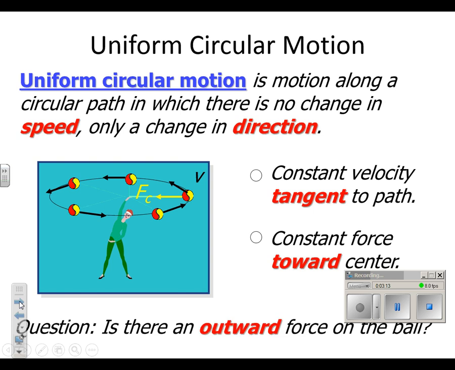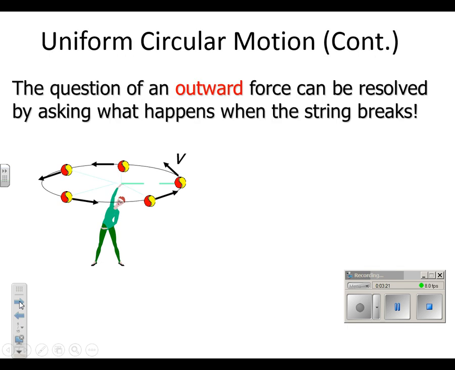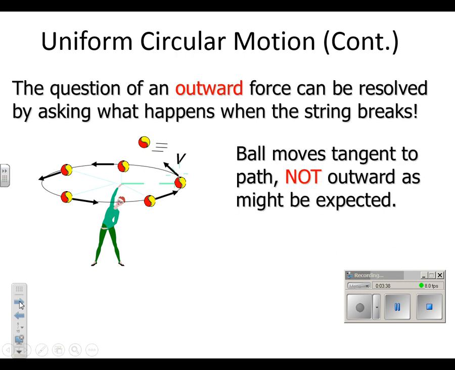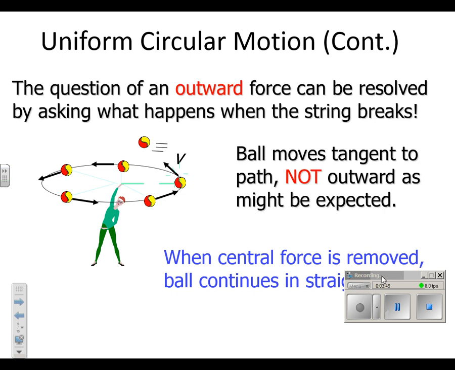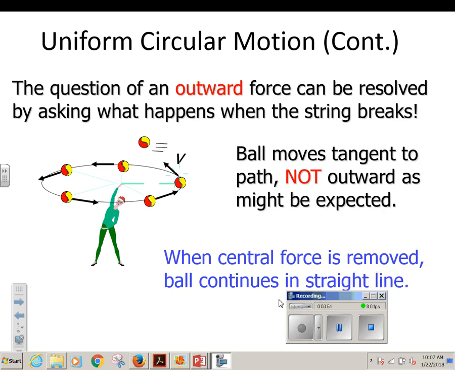Alright, and the question is: is there an outward force on the actual ball as well? When we're talking about uniform circular motion, the question of an outward force can be resolved by asking what happens when the string breaks. If the string breaks, it goes flying off in a straight line path that is tangent to the circle. So the ball moves tangent to the path, not outwards, as you might expect. Since it doesn't move outwards, there is no outward force. When the central force is removed, the ball just continues in its straight line path.